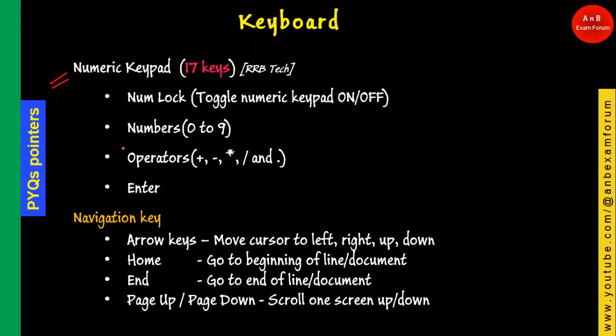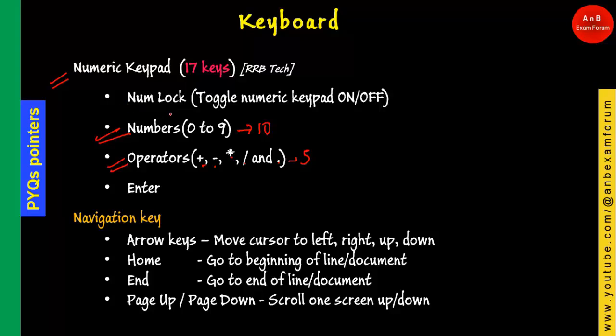If you see your keypad, there are numbers, 10 numbers from 0 to 9. And there are some operators, some mathematical symbols like addition, subtraction, multiplication, division, and dot for decimal point. So 2 plus 2, 4, and 1, 5. So total 15. And one num lock is there.